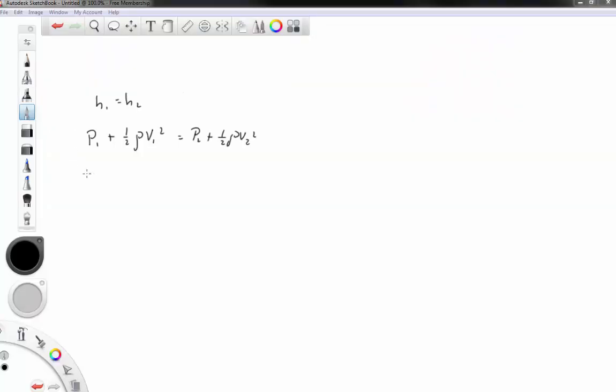So we have 110,000 pascals plus 1/2 times 1,000 kilograms per meter cubed times this difference in speeds, so 0.3 meters per second squared minus 6 meters per second squared, and that should give us pressure 2.